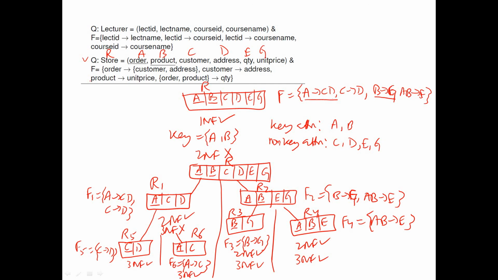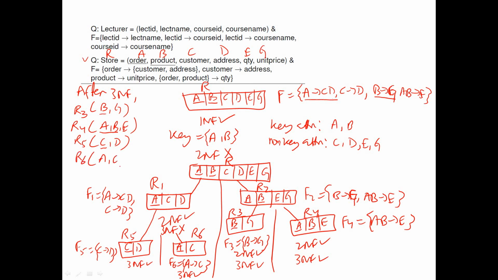So after 3NF, how many tables am I getting? I am getting 4 tables. One is R3 containing BG. B is the primary key. R4 containing ABE, where AB is the composite primary key. R5 CD, where C is the primary key. R6, where A and C are the attributes, A is the primary key. So from the single table I am able to generate 4 tables after the 3NF which are redundancy free.